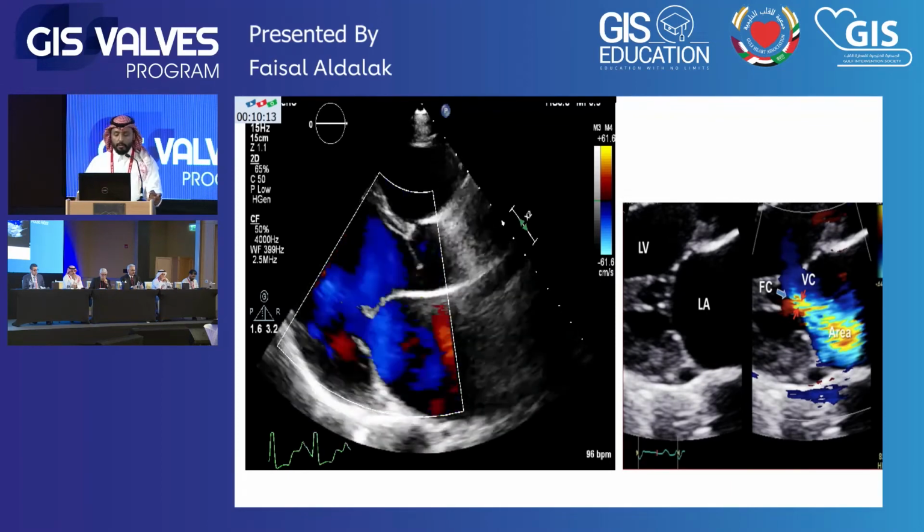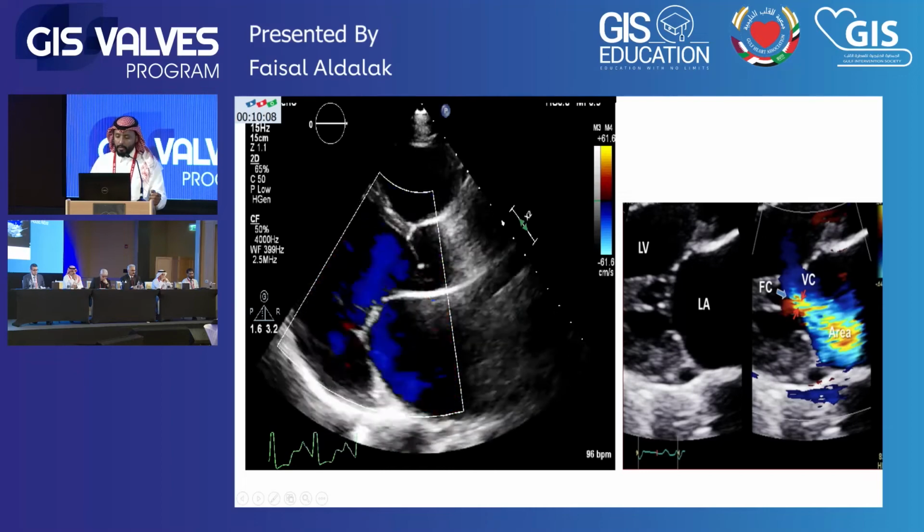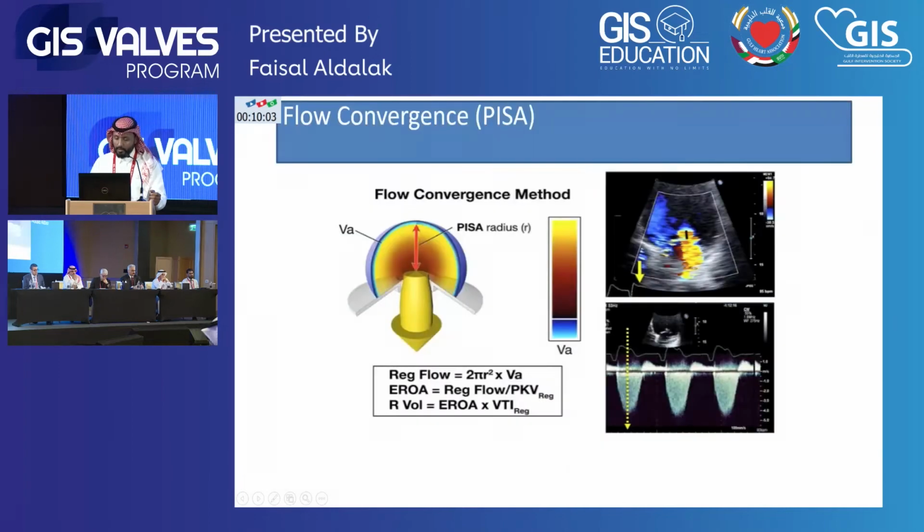So of course you can see here this significant MR. You can calculate it by looking at the vena contracta and flow convergence. You can assess how much is the area. It's mainly related to the echo group. I'm sure that most of you are interventionists or surgeons, so probably this is meant for the echo group to calculate how much is the PISA, and of course you calculate the effective orifice area and the VTI. VTI is actually a distance that you measure with Doppler, and you multiply area by distance, you get the volume. That's the math.